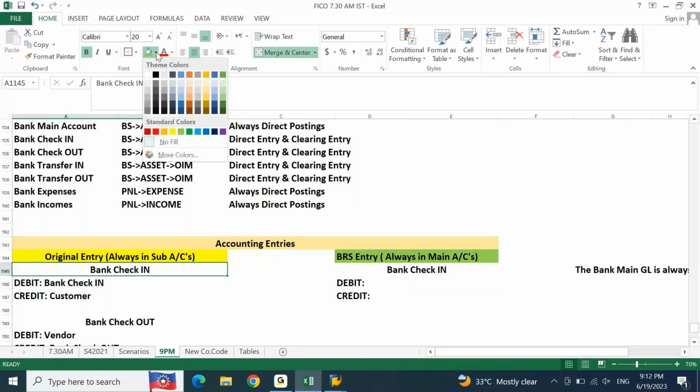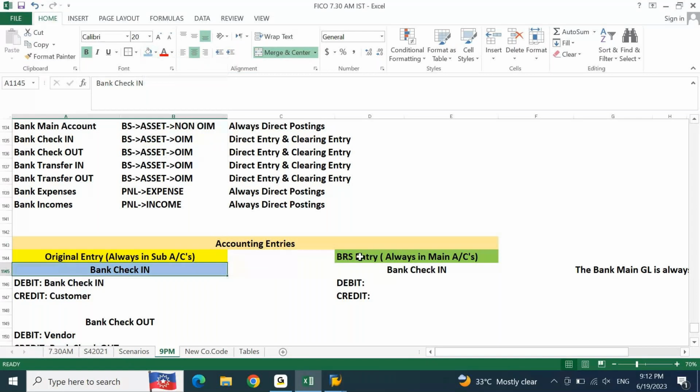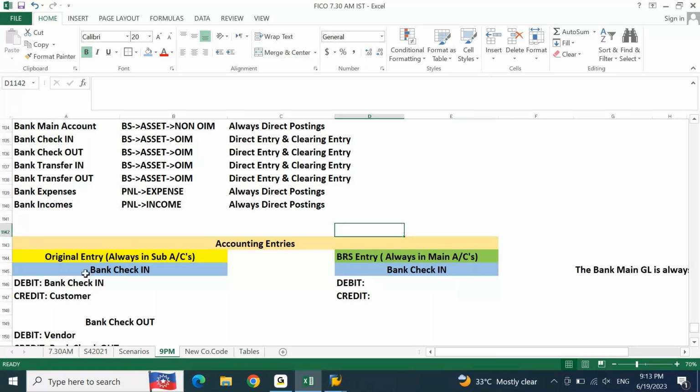Here you're talking about bank check incoming. Here also you're talking about bank check incoming. Yes, sir. You're talking about BRS for check incomings or incoming checks clearing. If I want to perform the BRS for incoming check clearing, first I need to look at what is the original entry in this GL account. What is the original entry in bank check incoming?